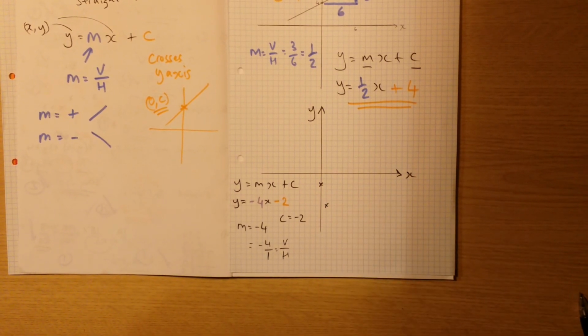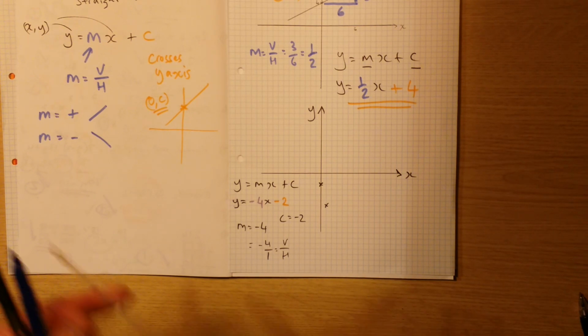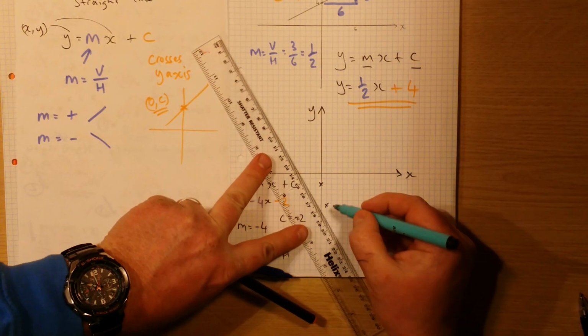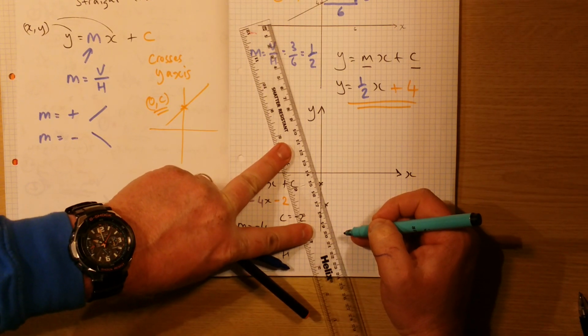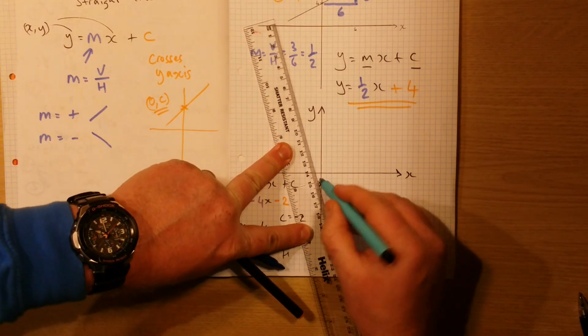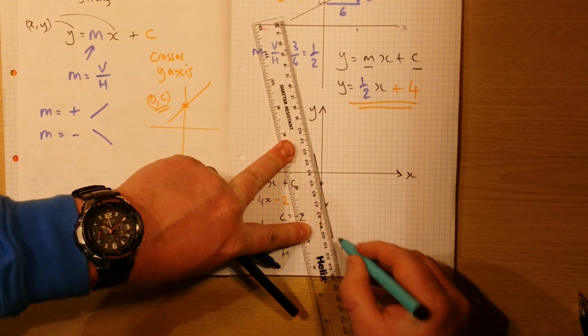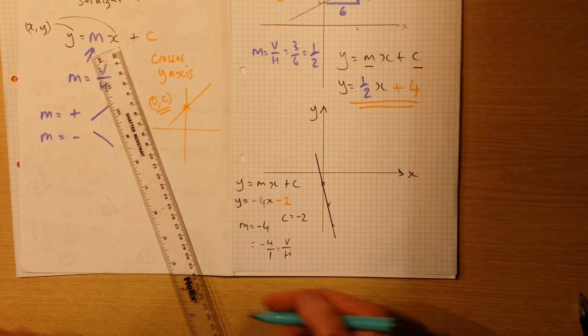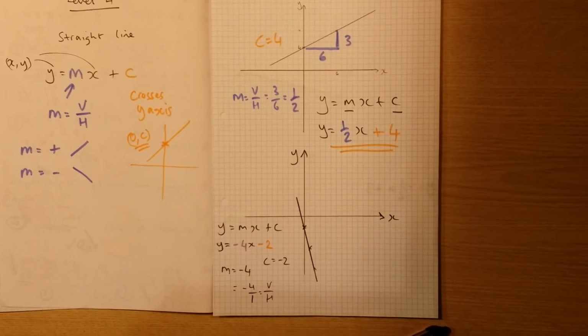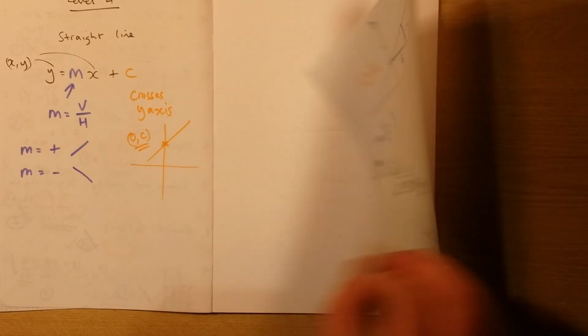And that means I can then draw the line using my ruler and keeping it right on the corner as much as possible so that it's neat and it crosses where it should. And that would be my equation, and that would be my line. Now let's try another couple of examples.